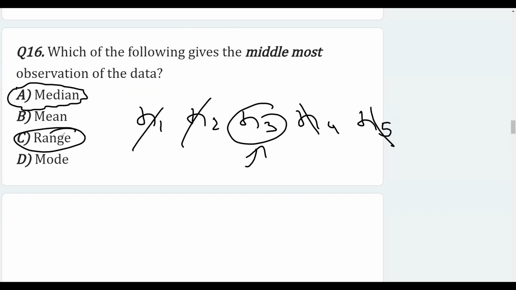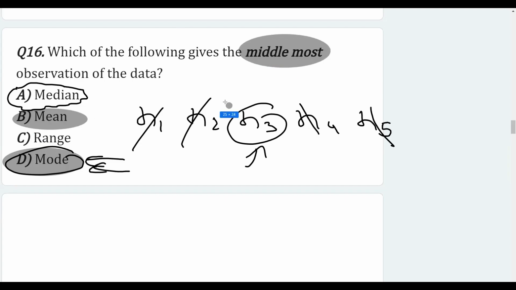Range is what? Maximum minus minimum, and mode is the number which occurs the maximum number of times. I mean the observation which has the maximum frequency is called the mode, and mean is better known as average. So anyway, we have to get the middlemost observation, and it has to be the median. So therefore, A is the correct option in this case.